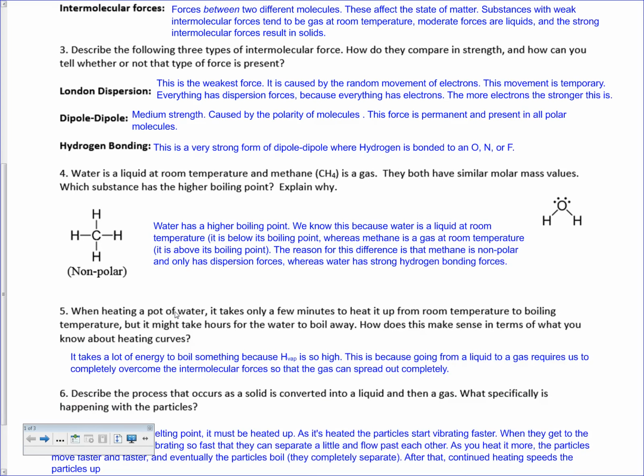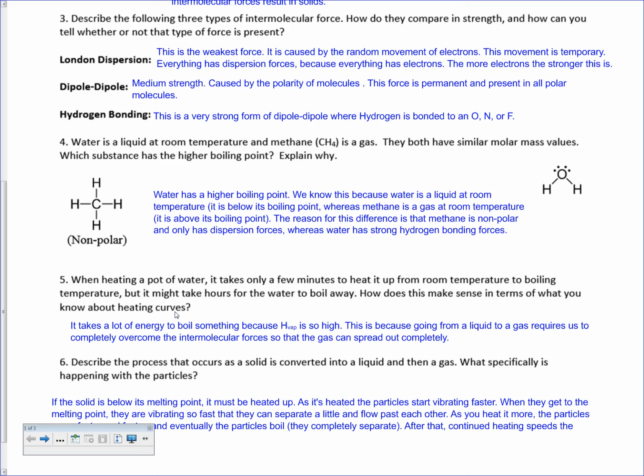Question number 4 here is talking again about intermolecular forces and why some things have one state of matter and other things have another state of matter. So we're saying here at room temperature we've got water and we've got methane, and water is a liquid whereas methane is a gas. And so it says, thinking about this, why is this the case? Which one has a higher boiling point?